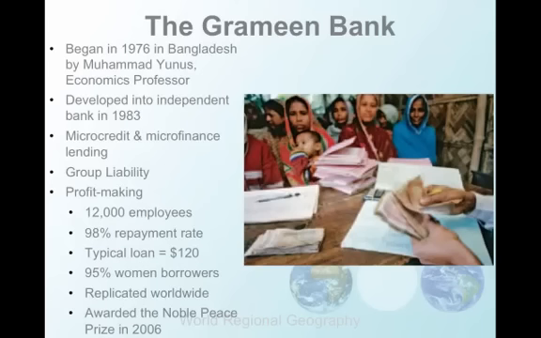And as I mentioned, the vast majority of borrowers are women, and the Grameen Bank is something that has been replicated throughout the world. For example, I do research in Nicaragua in Latin America, and I have encountered numerous examples of women participating in microfinance and microcredit lending there in Nicaragua, and this is modeled after the Grameen Bank. And as a result of his work with the Grameen Bank, Muhammad Yunus was awarded the Nobel Peace Prize in 2006.